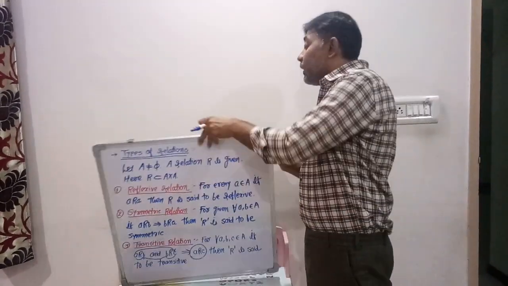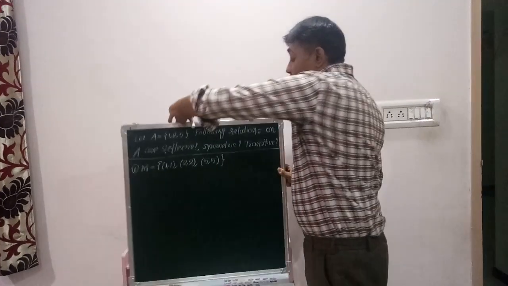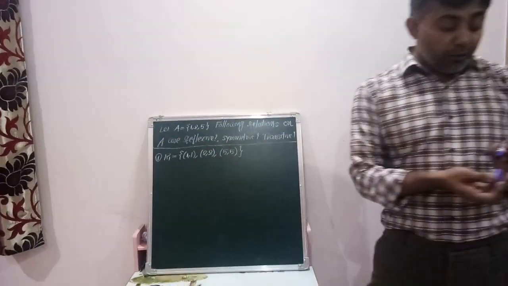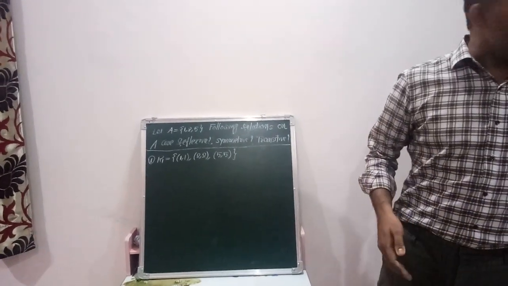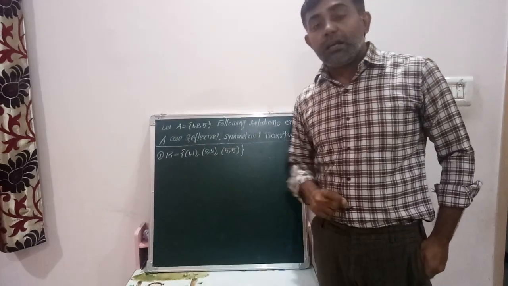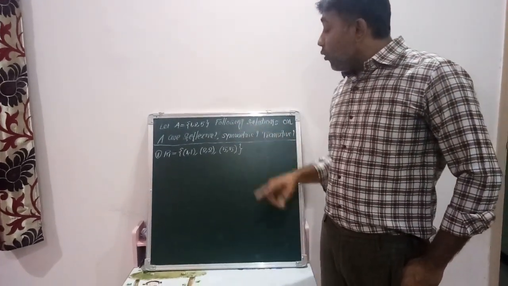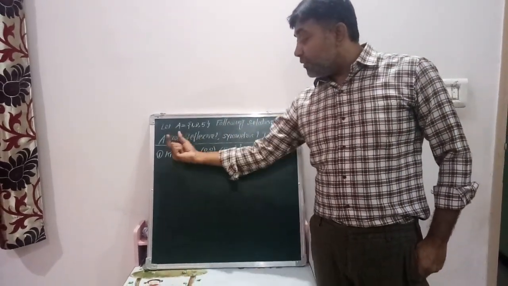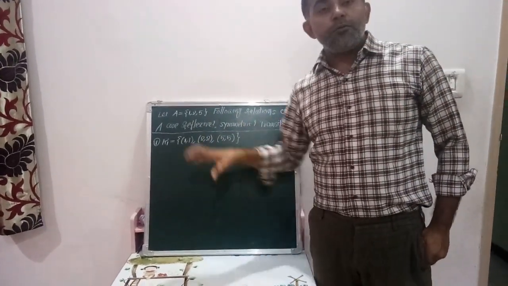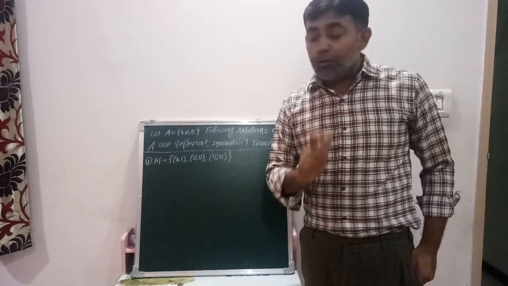Now let us see several examples related to it. I mention one set: A is {1, 2, 5}. This set is a non-empty set. We know that a relation is always defined on a non-empty set. For the following relations on A, the question is whether the relations are reflexive, symmetric or transitive. This kind of question can be asked as a 1 mark MCQ.